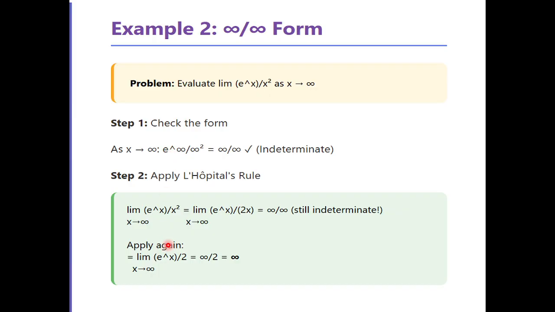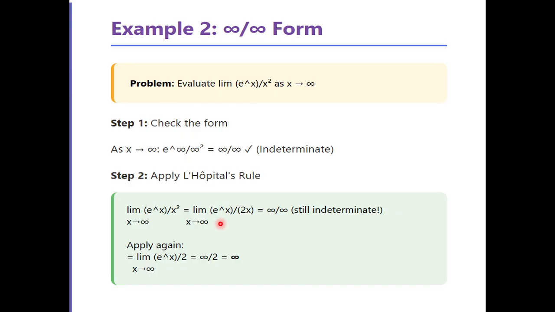L'Hopital rule says that we take the derivative of the numerator and divide it by the derivative of the denominator, and it will be e raised to power x divided by 2x. We are still getting the indeterminate form because e raised to power infinity and 2 multiplied by infinity becomes infinity over infinity. In such a case, we will again apply the L'Hopital rule. As I have discussed before, we keep on applying the L'Hopital rule till we get a determined number.